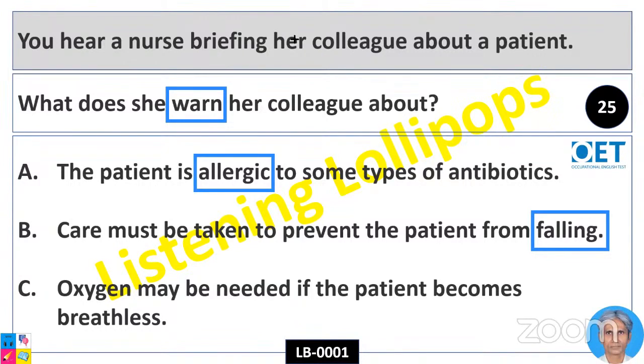Okay. So how to study the question is very important here.